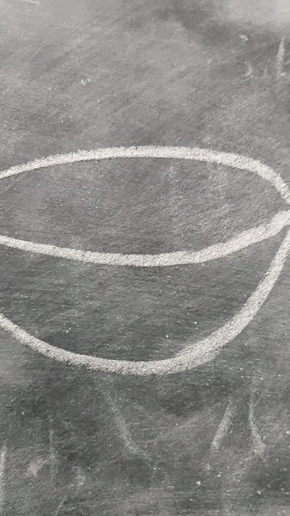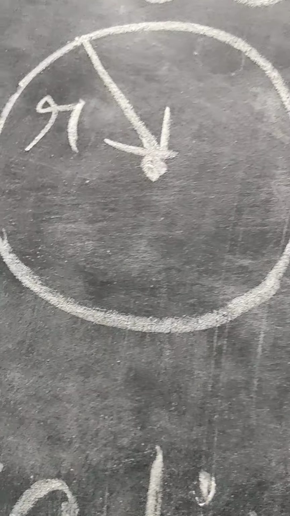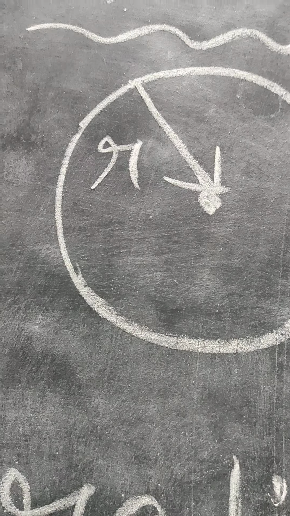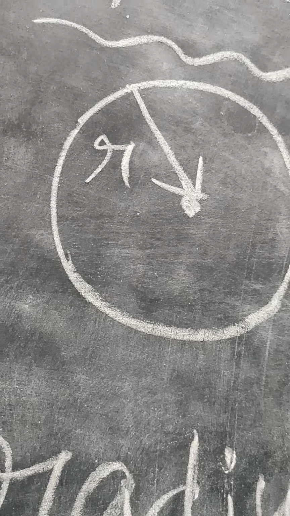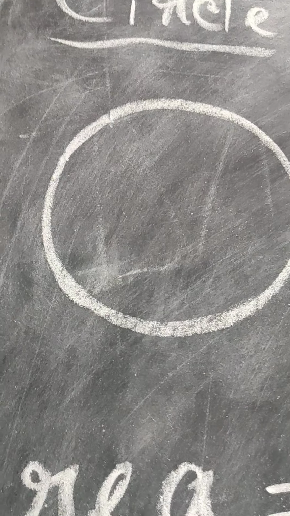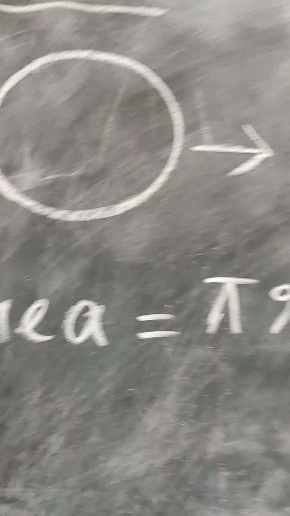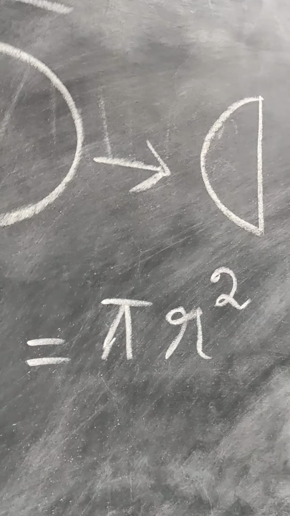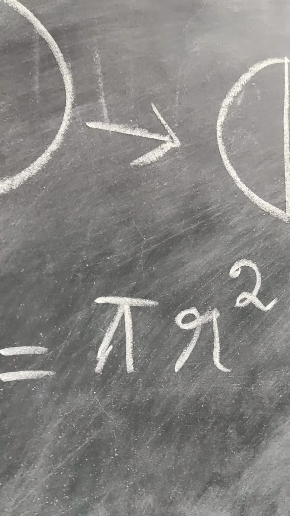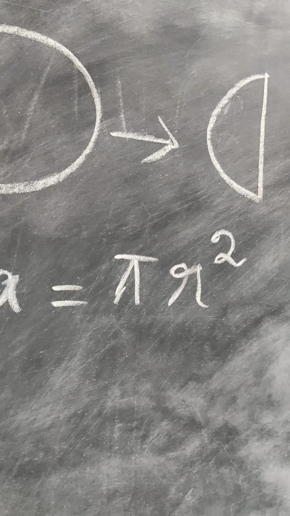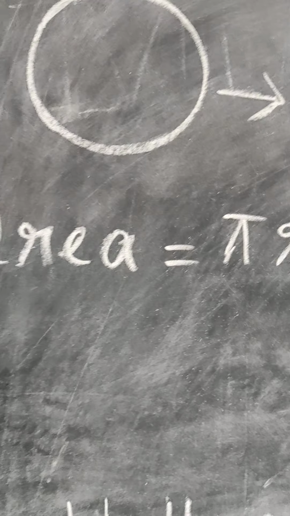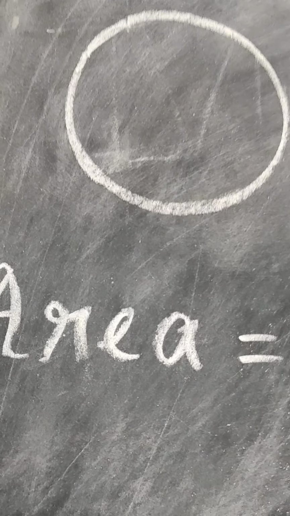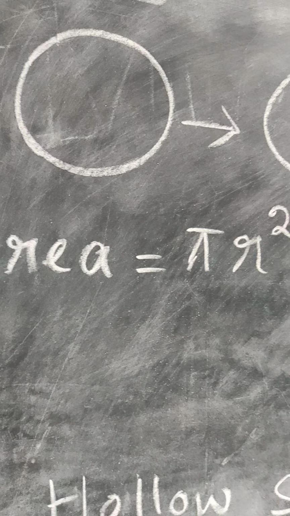this type of shape. So a globe, a football, you can say it is a sphere. Now we have already learned that the area of a circle is pi r square. What is the value of pi? 22/7. What is r? R is the radius of the circle. So what is the area of a circle? It is pi r square.